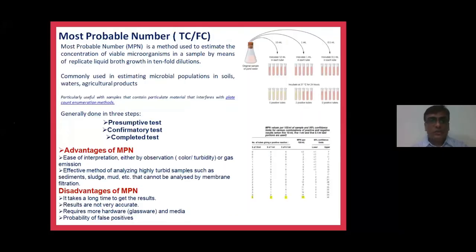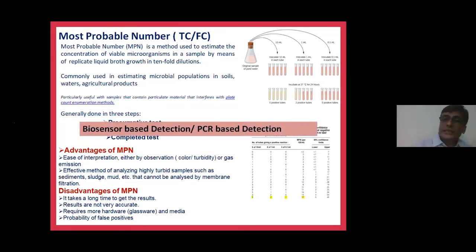As I show in my slide, for the most probable number, there is a long procedure of presumptive test, confirmatory test, and completed test, which takes around 4 to 5 days before we can actually say whether the water is microbially polluted or not. But having said that, there are modern biosensor-based methods, where we know coliforms have a very distinct lactose-fermenting enzyme, beta-galactosidase.